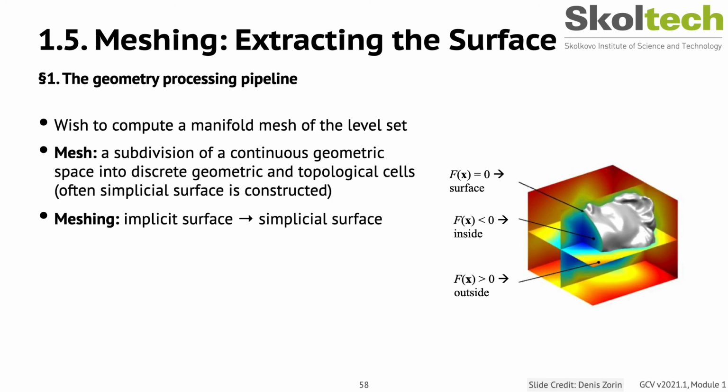So we would like to compute a manifold mesh of the level set of an estimated SDF. Formally, a mesh is a subdivision of a continuous geometric space into discrete geometric and topological cells. Often we seek to construct a simplicial surface, which is a surface made of piecewise linear elements, that is, triangles. So meshing is the process of converting between an implicit surface and a simplicial structured surface.